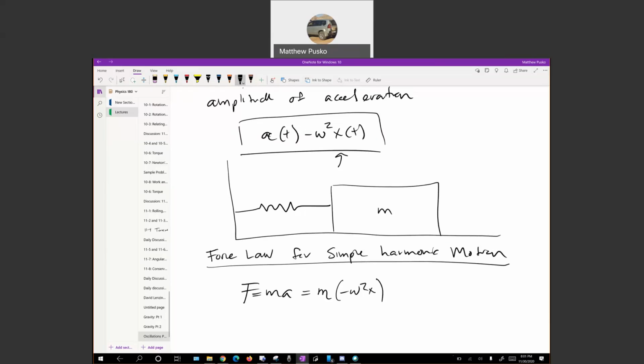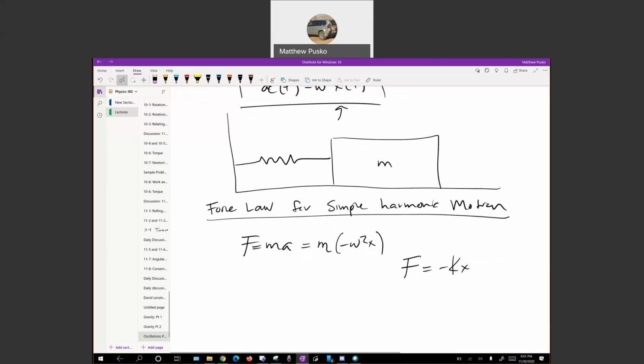And if you remember, the force on a spring from Hooke's law was minus kx, meaning it was acting in the opposite direction of its displacement. We can combine these two and actually get what's actually very useful. If we know k and we know the mass, we can figure out the oscillation frequency right away.